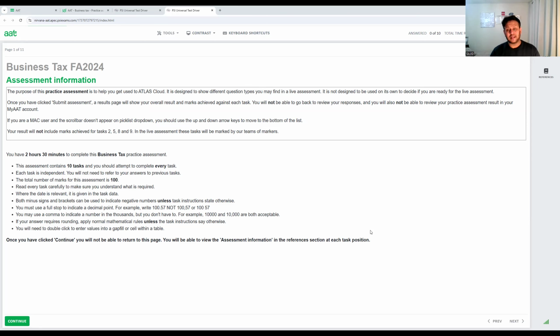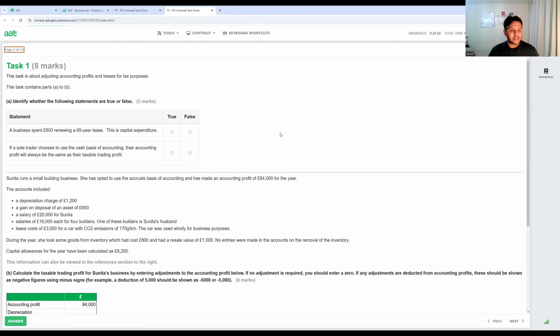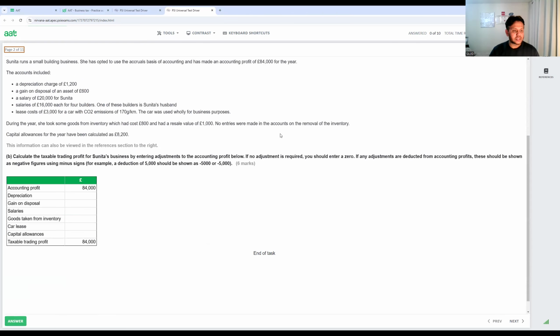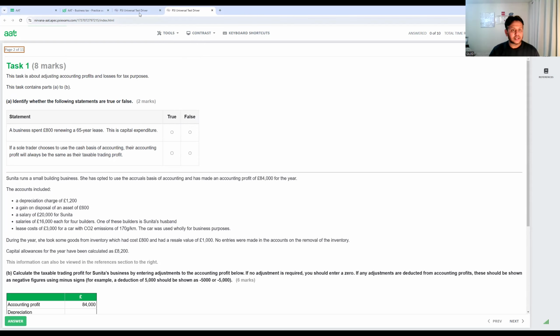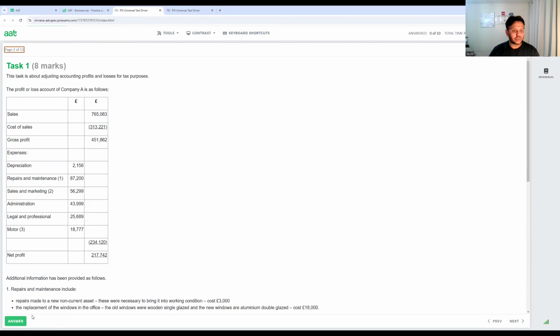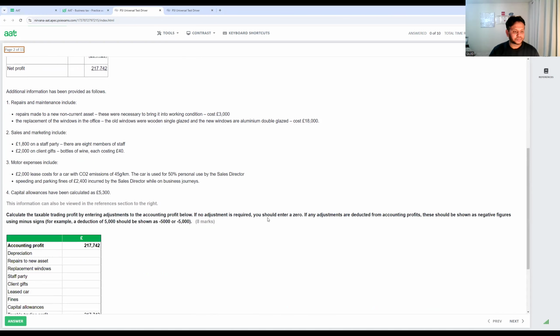We're going to look at that first, then we're going to look at our capital allowance. So let's start with the first one. We're going to look at our first assessment. I believe that is assessment two, but let's look at assessment one first, then we're going to go through assessment two. So let's have a look at this one.